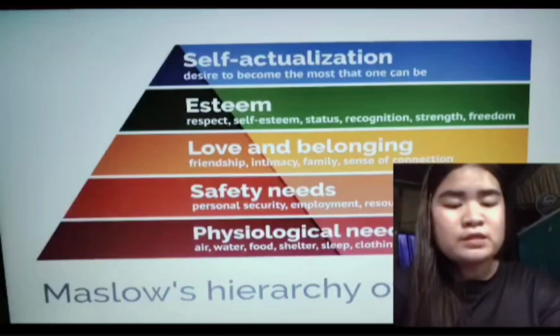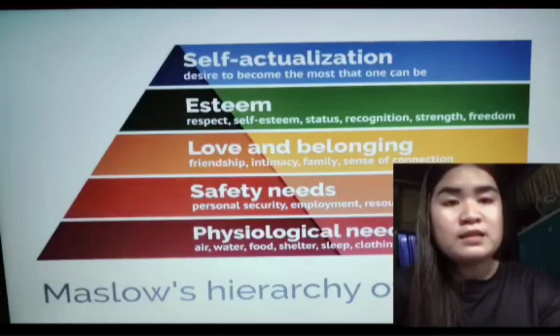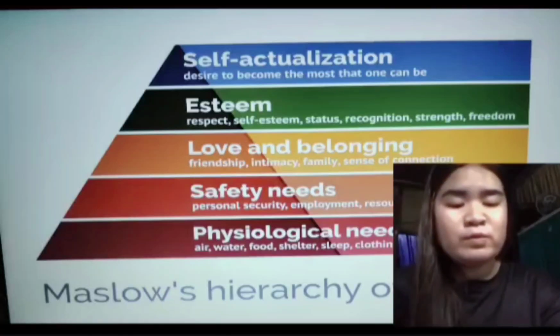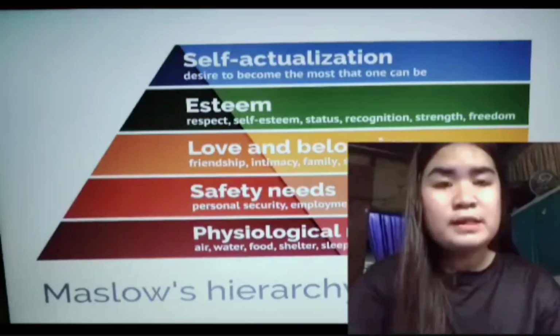Empirical support: research and studies confirm the hierarchy's validity. Intuitive and accessible: easy to understand and apply in various settings. Humanistic approach: emphasizes human potential, dignity, and well-being.